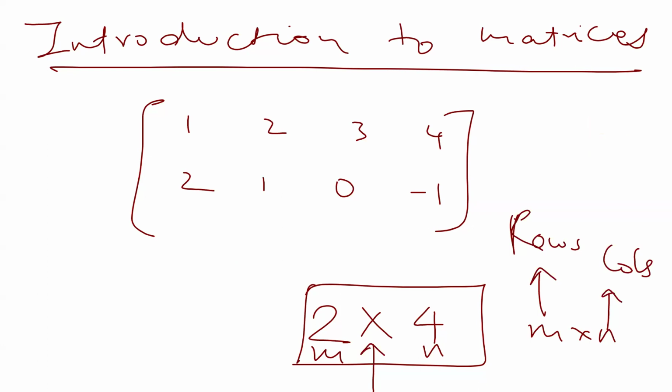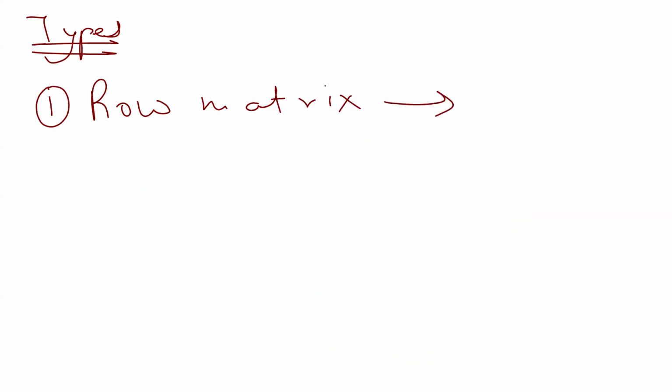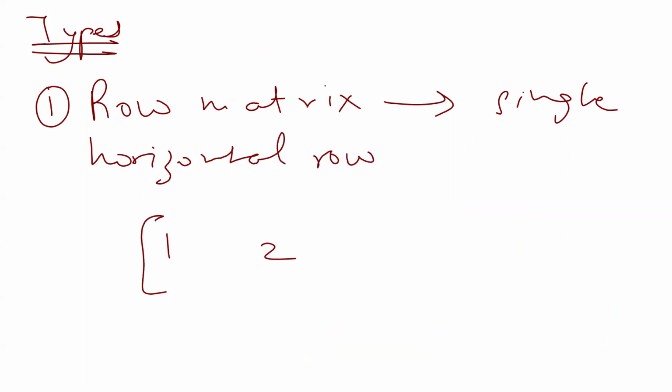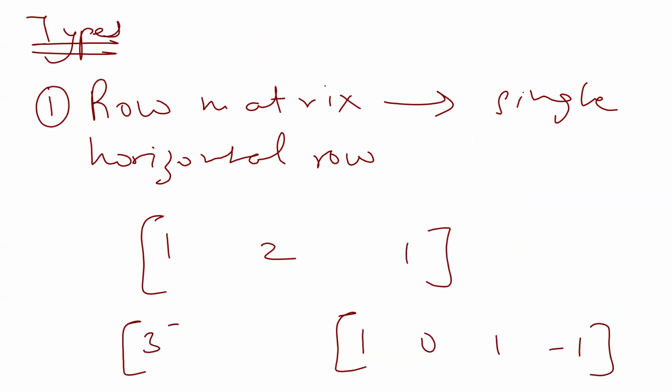Types of matrices. You should know the different types of matrices. First one, row matrix. It has a single horizontal row. Columns can be anything, any number of columns.